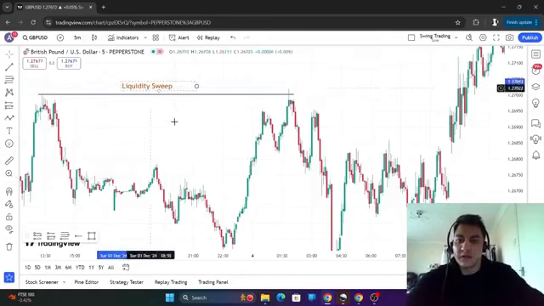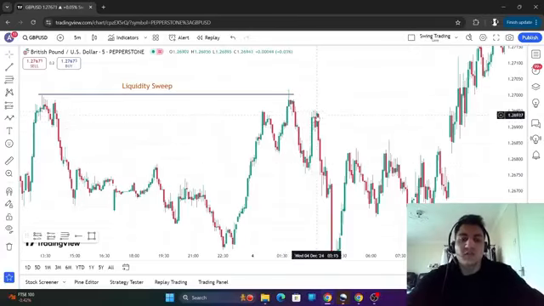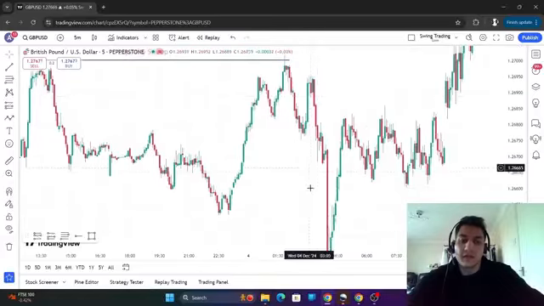That's it, right? Price came right up here, took out liquidity, dropped massively, and now we want to enter on the retracement. We want to enter on this retracement up, and then we want to ride price down, right? That's what we really want to do.